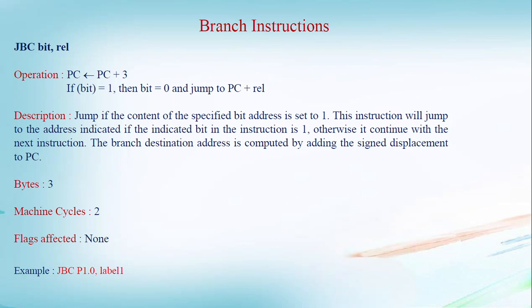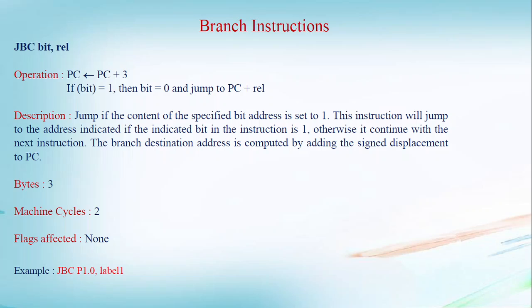Next, JBC. Jump if the content of the specified bit address is set to 1. This instruction will jump to the address indicated if the indicated bit in the instruction is 1. Otherwise, it will continue with the next instruction. It requires 3 bytes and 2 machine cycles.